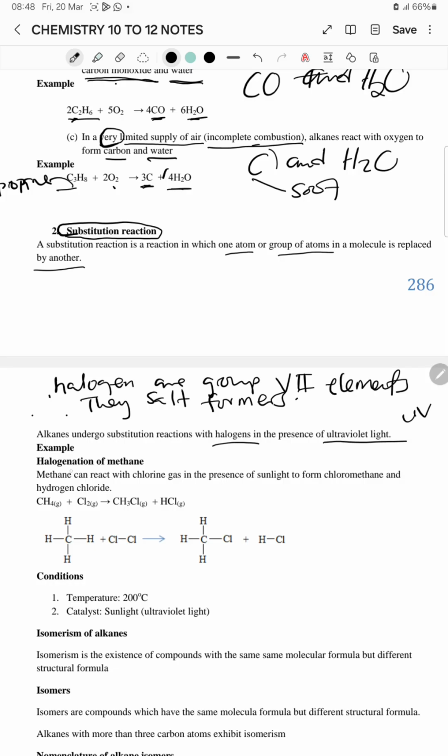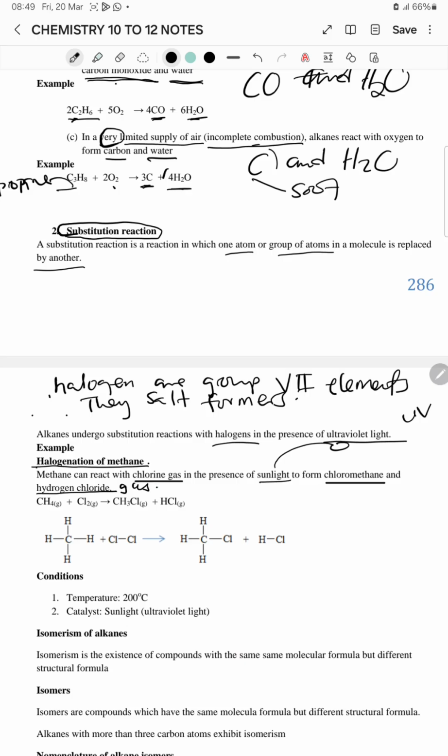Halogenation of methane. What we are saying here is that methane is going to react with one of the halogens. So methane can react with chlorine gas in the presence of sunlight, which is the UV. Remember that the UV comes from the sunlight, to form chloromethane and hydrogen chloride gas.